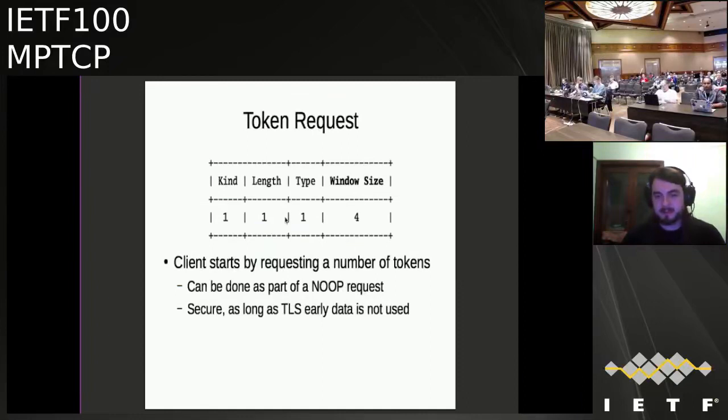So next slide, please. So the token request just includes the requested window size. Basically says, please give me this many tokens. The client can use it as part of any request. If it doesn't want to open a socket right away, it can just use a no-op request, which basically does nothing. This is secure as long as it's not done over TLS early data. So client implementations should avoid using TLS early data when making token requests. Next slide, please.